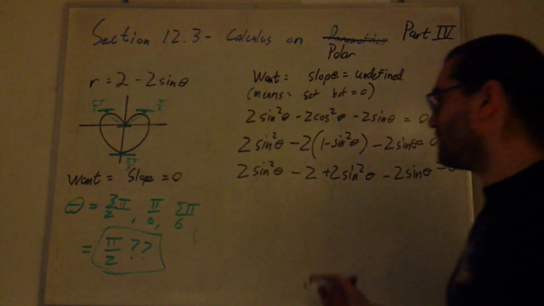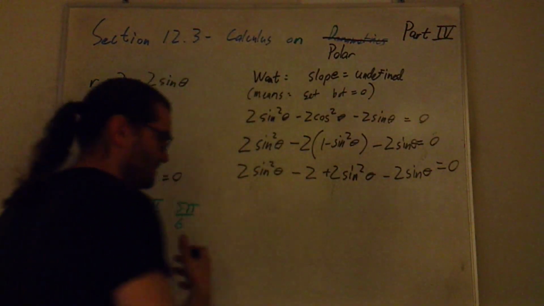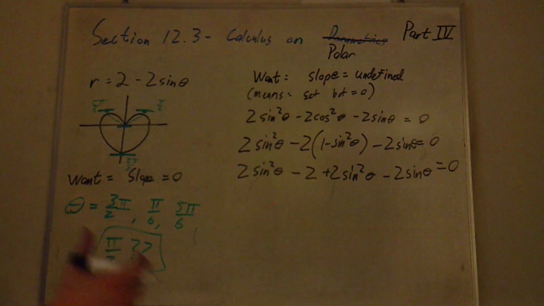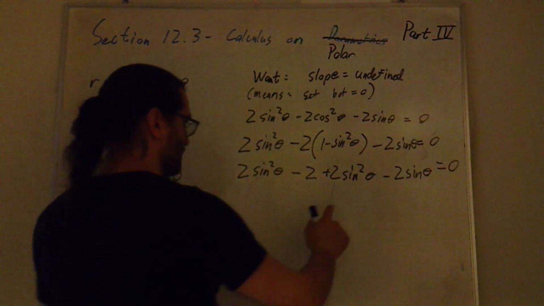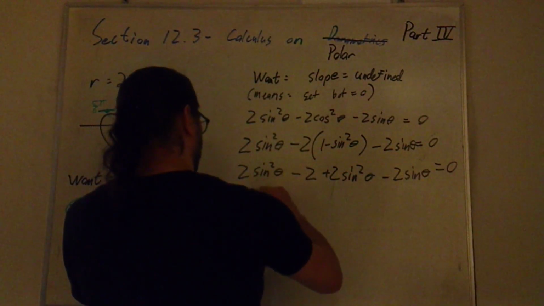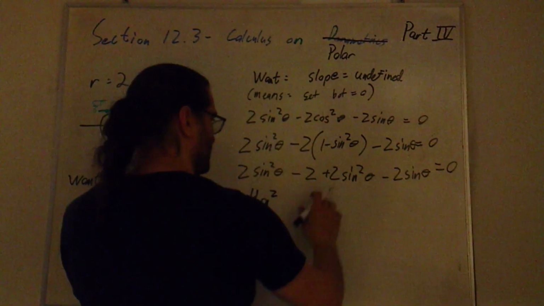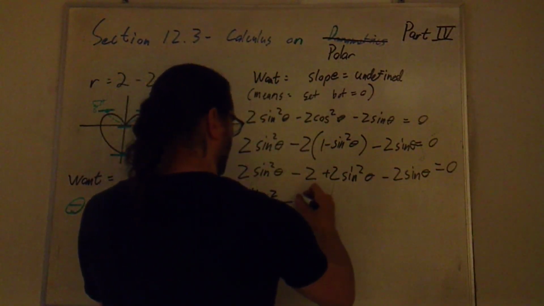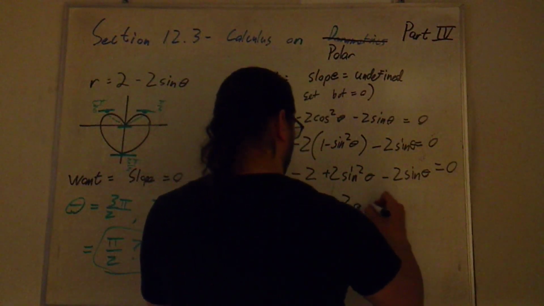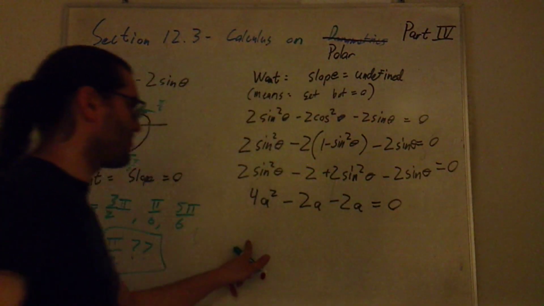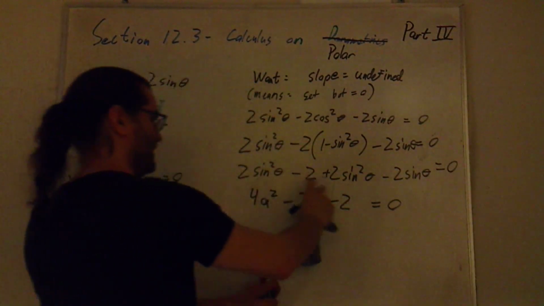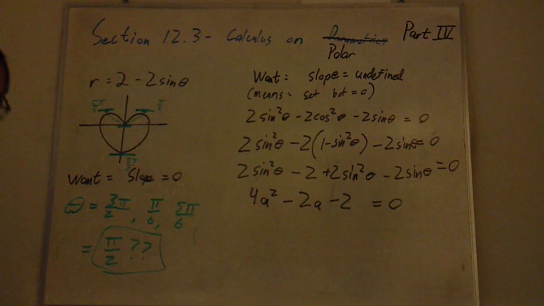So, I'm going to swap out my sines for just some random placeholder. I'm going to use A. A seems reasonable. And then I'm going to rewrite this a little bit simplified. I have 4 sine squareds, so I'll call that 4a squared. I have negative 2 sine here, so that's negative 2a minus 2 equals 0. Oh, not 2a, sorry. This is just a minus 2, and that all equals 0.